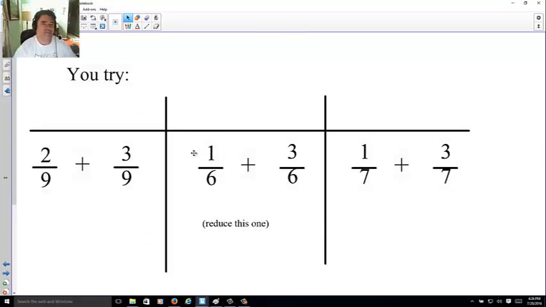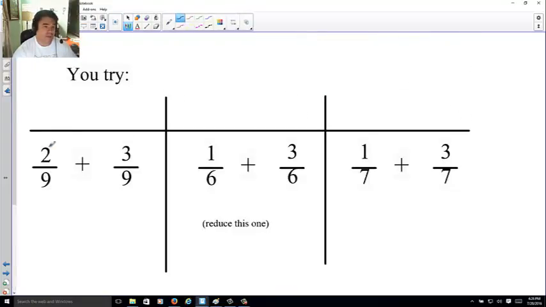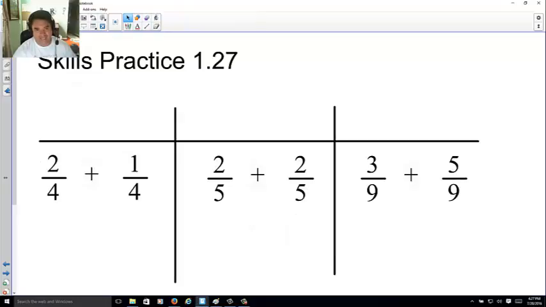Go ahead this time. Let's see how you did. Once I write them in, 2 plus 3 is 5 over 9. 1 plus 3 is 4 over 6, which makes 2/3. And 1 plus 3 is 4 over 7. Hope you got those right.